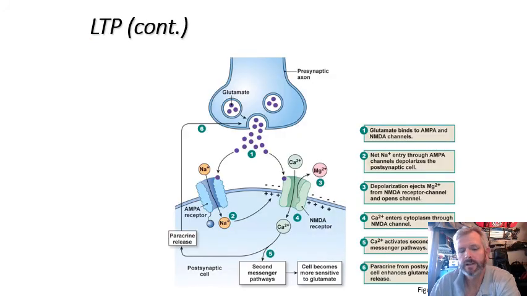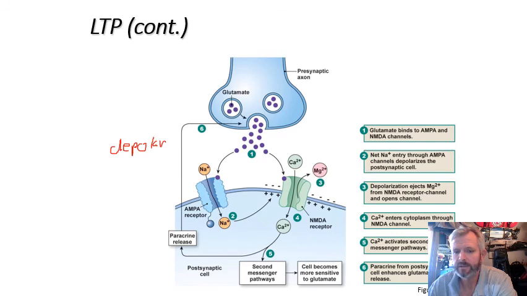So here's how it operates. Here's the presynaptic neuron with the glutamate in its vesicles. Here's the AMPA receptor. It is a ligand-gated sodium channel. So when glutamate binds, sodium's allowed to rush in. And what is sodium going to do? It's going to depolarize this postsynaptic cell.